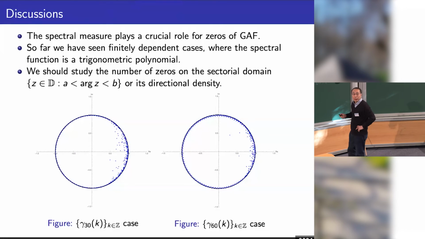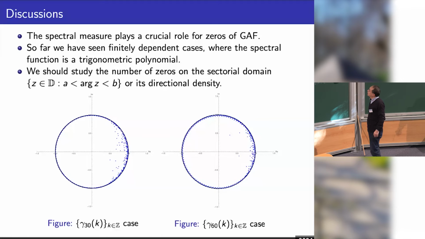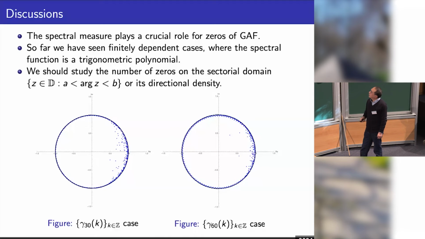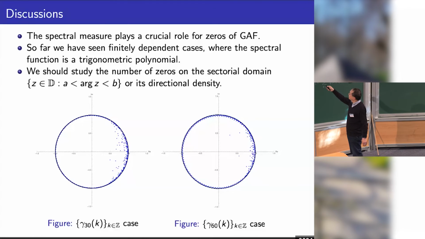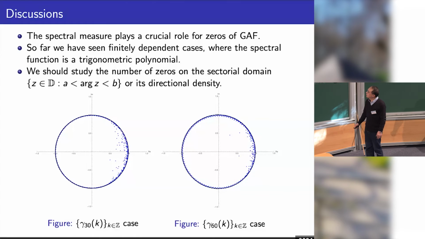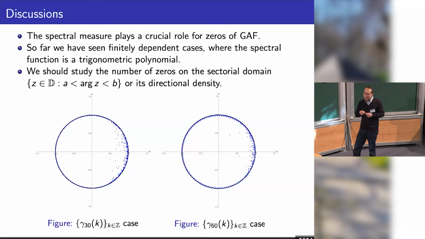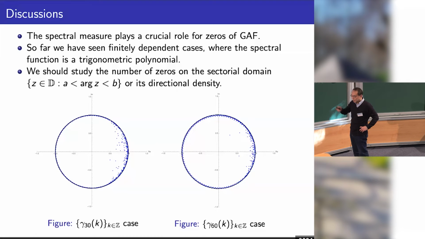So far we saw this kind of thing. Spectral measure plays a crucial role for the number of zeros. But for example, if n equals 30 or n equals 60, the zeros are very biased in some sense. So far we have seen the number of zeros inside the disk, but maybe it is better to consider the sectorial domain or directional density. So the next target is the directional density of these zeros.